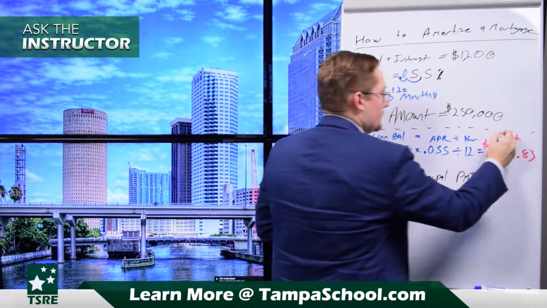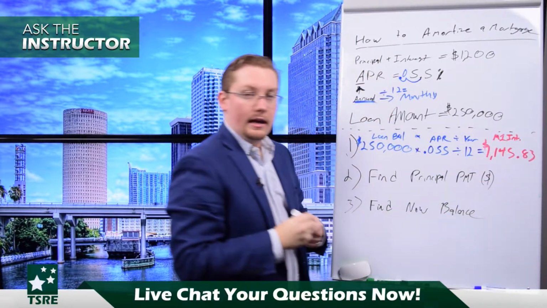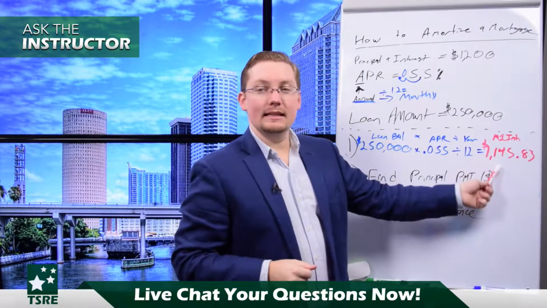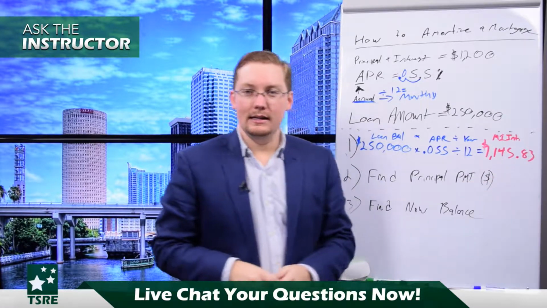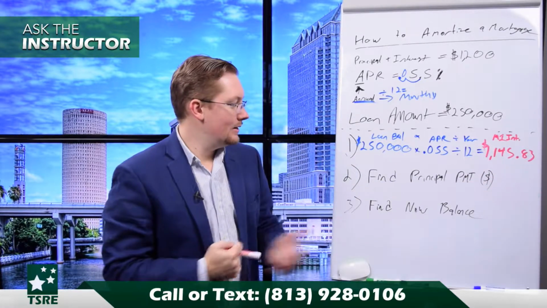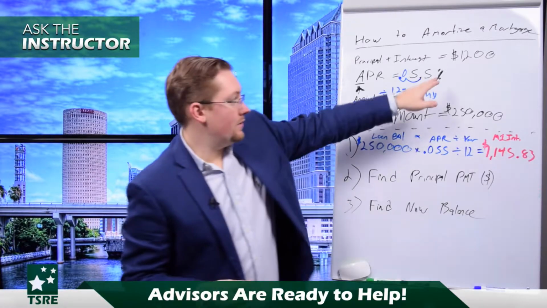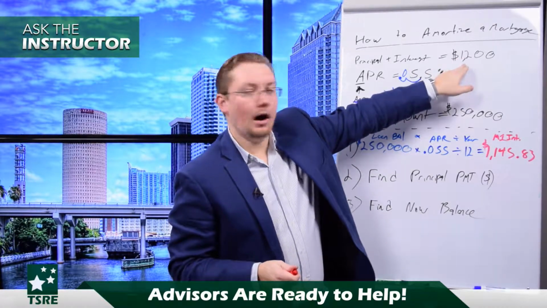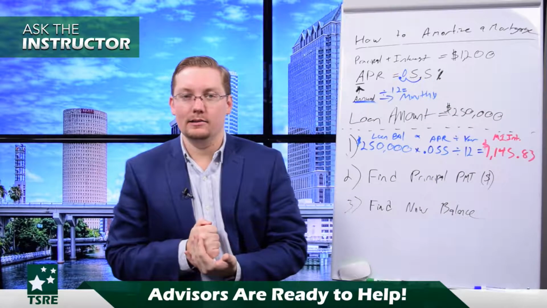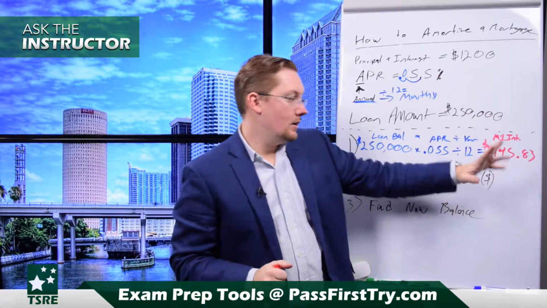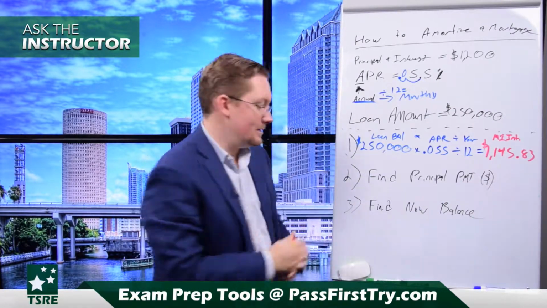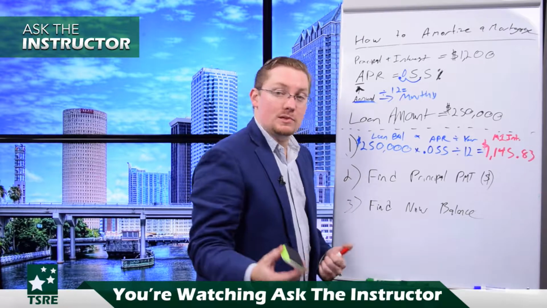For month number one, how much interest is it that we pay? Now you'll notice here, this doesn't leave us a whole lot of money to pay down our principal. Because if you remember, our total payment was $1,200. We just paid almost $1,200 in interest. And that's how amortization works.